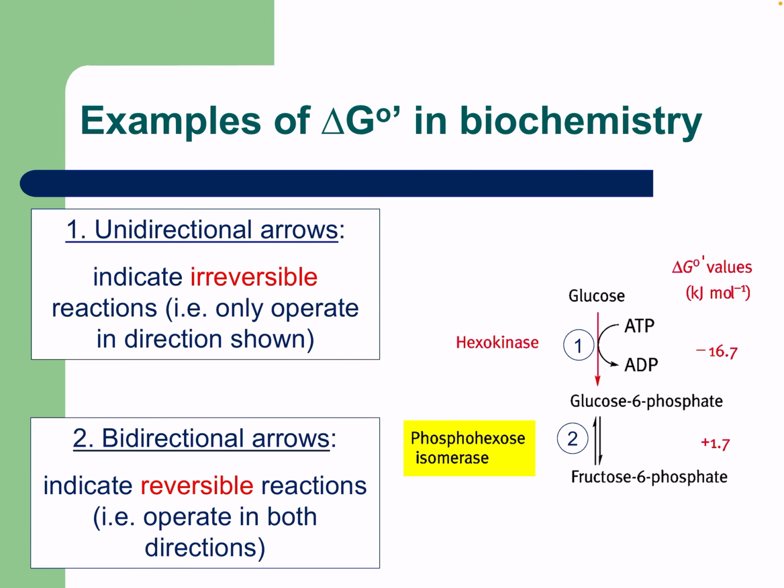So, examples of Gibbs standard free energy in biochemistry. Here unidirectional arrows, and we'll see these a lot as we go through our pathways, indicate irreversible reactions that only operate in one direction. So in this reaction, we can't go back. Glucose 6-phosphate cannot go back to glucose. This reaction is irreversible. But in comparison, where we have bidirectional arrows, we can see here fructose 6-phosphate can go back to glucose 6-phosphate, and this indicates a reversible reaction. It operates in both directions.